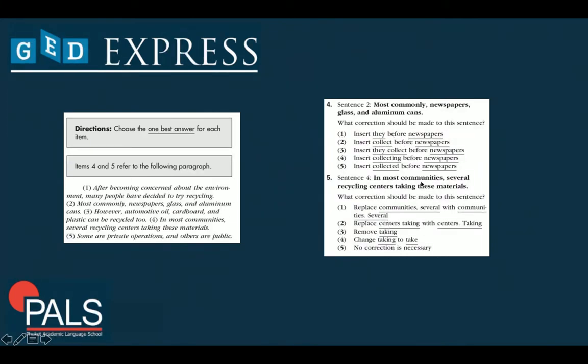Okay. In most communities, several recycling centers take these materials. What correction should be made to this sentence? Okay. If your answer is number 4, then you are correct. The verb must be complete. To complete the sentence, the other choices create different fragments. So, in most communities, several recycling centers take these materials.